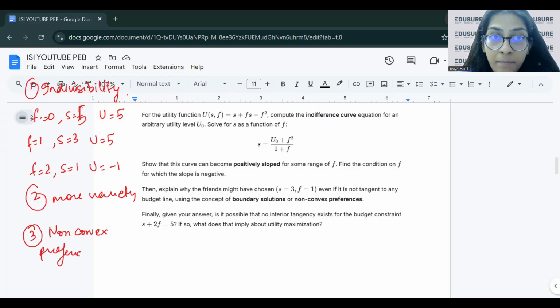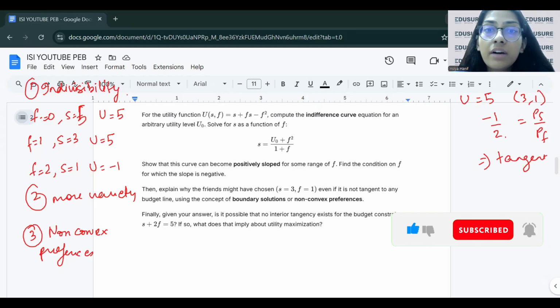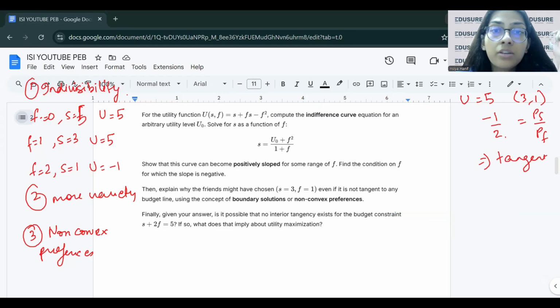Non-convex preferences, okay? So the indifference curve for u is equal to 5 had a slope of -1/2 at 3,1. Okay, and this was matching the budget slope, okay? So it is tangent, this 3,1 is tangent, okay? But the utility function is not quasi concave. If you check, it is not quasi concave everywhere. Okay, so with non-convex preferences, tangency can be a local minimum.